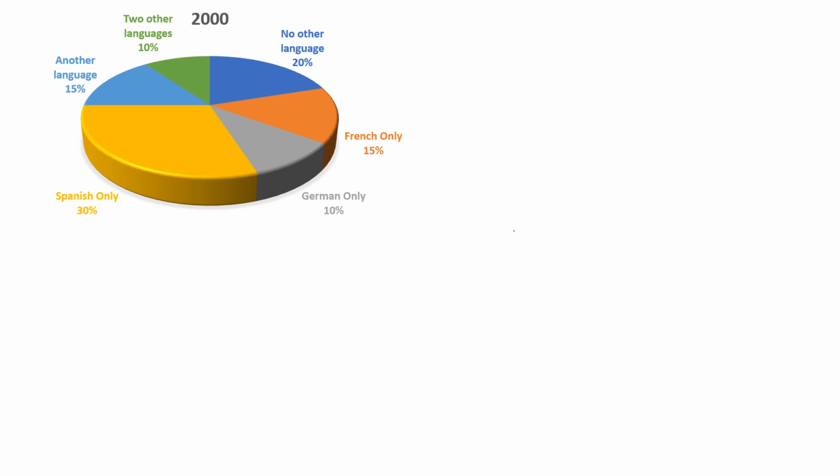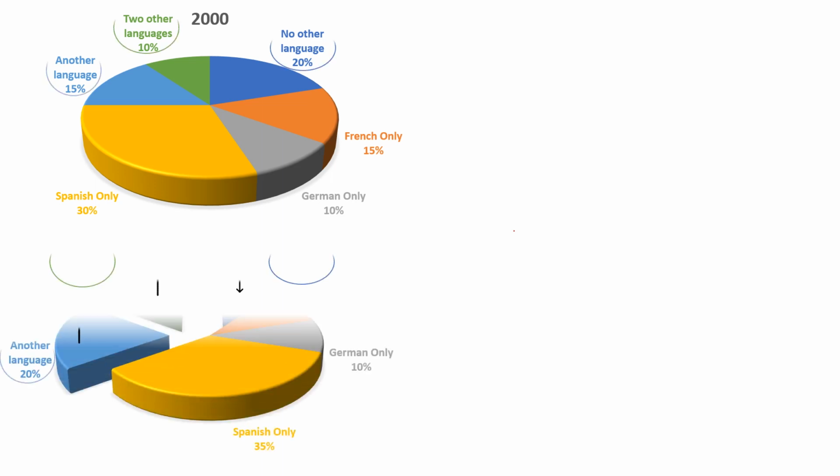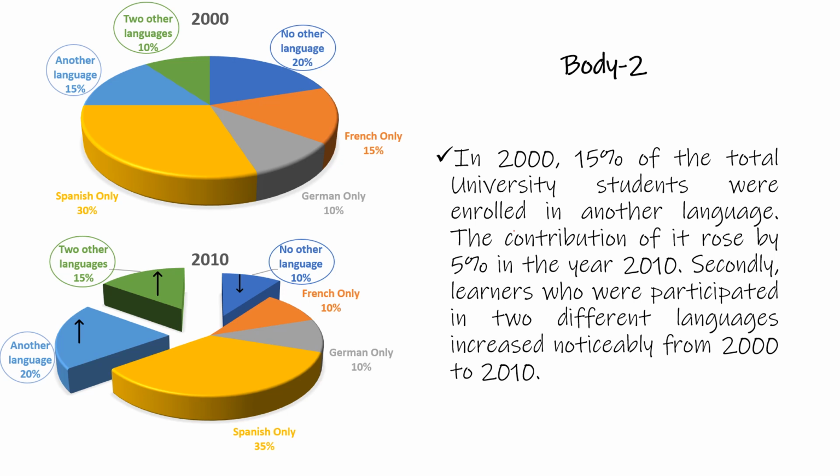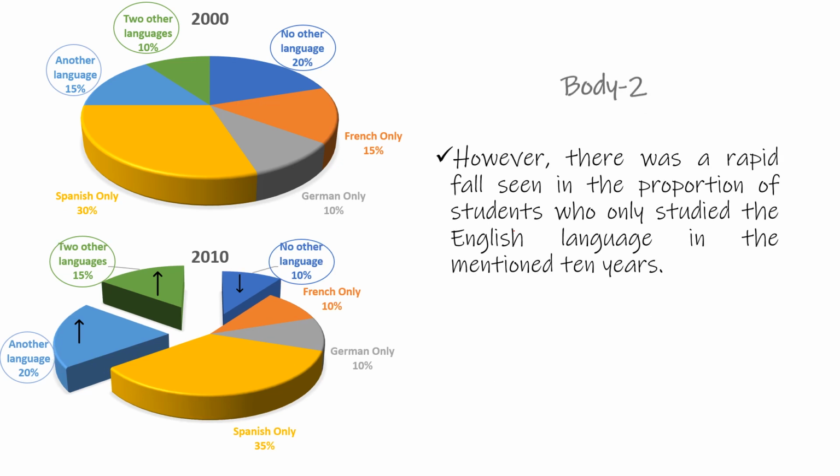Let's begin to write body paragraph 2, in which we include the remaining categories. In 2000, 15% of the total university students were enrolled in another language. The contribution of it rose by 5% in the year 2010. Secondly, learners who participated in 2 different languages increased noticeably from 2000 to 2010. However, there was a rapid fall seen in the proportion of students who only studied the English language in the mentioned 10 years.